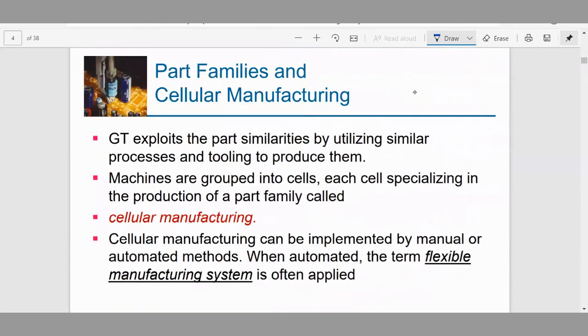What are part families and cellular manufacturing? Group technology exploits part similarities by utilizing similar processes and tools to produce them. Again, the same thing is going on. Machines are grouped into cells. We can also group the machines into cells.